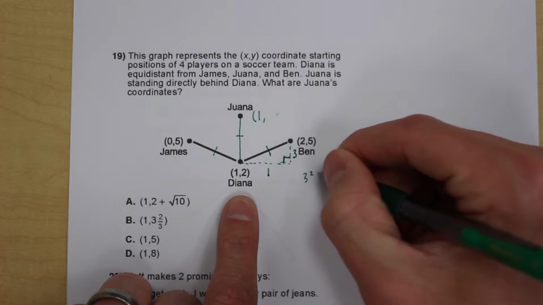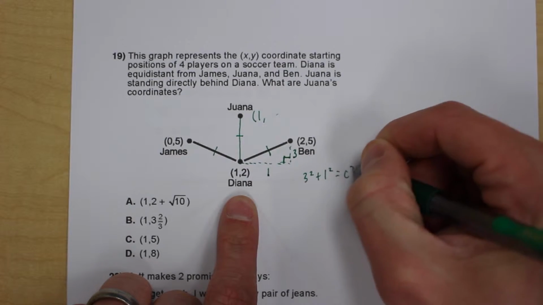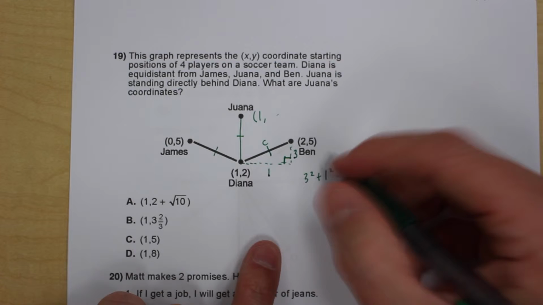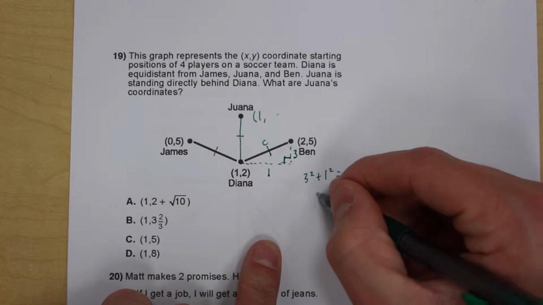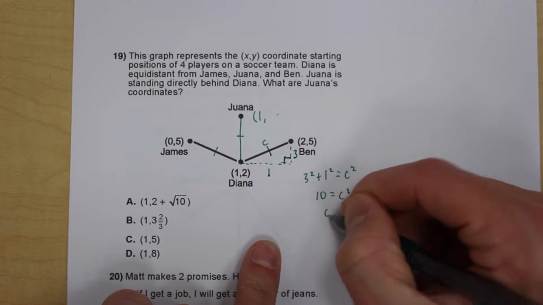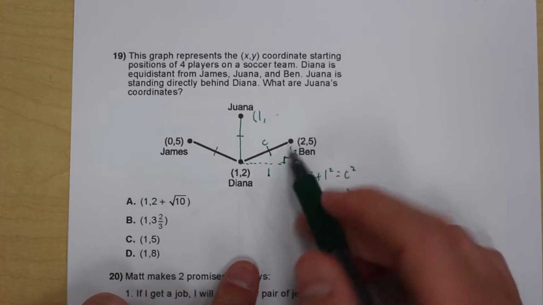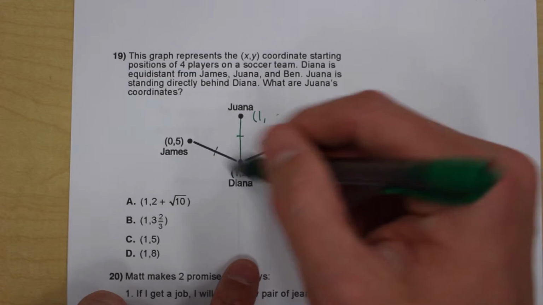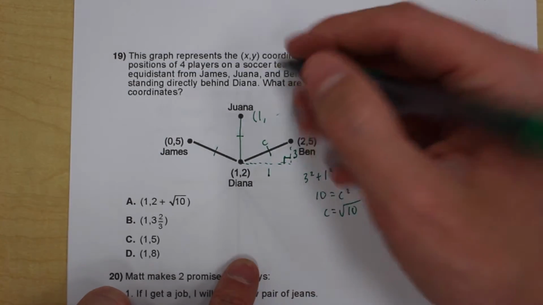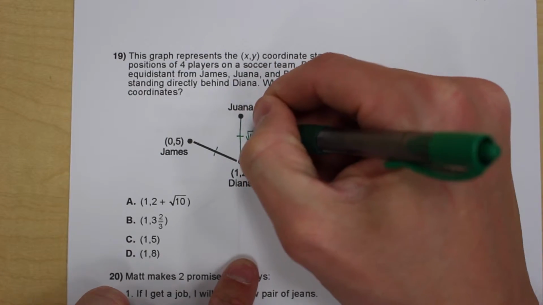So I would say 3 squared plus 1 squared equals c squared. I'm going to call this c here. So 9 plus 1, 10 is c squared. So c is radical 10. So the distance between Diana and Ben, Diana and Juana, and Diana and James, these are all square root of 10. So this distance here will be radical 10.